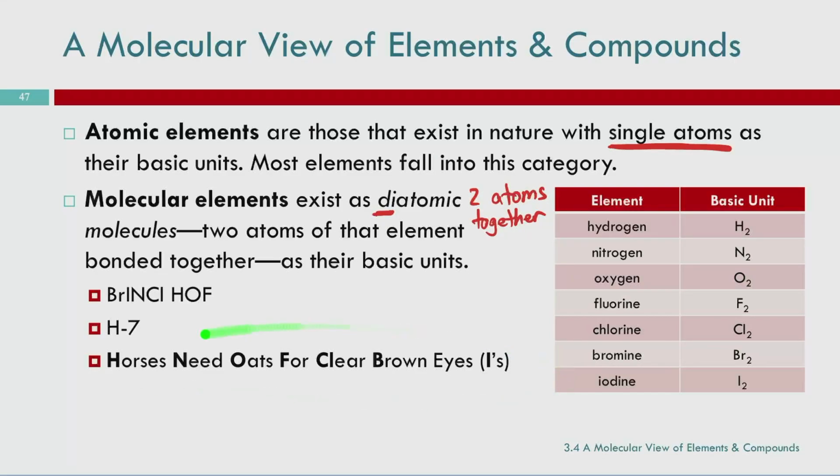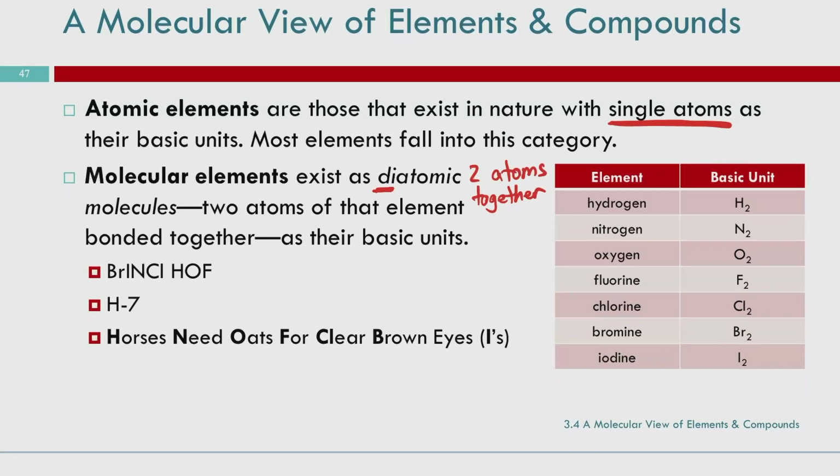We also have this sentence, horses need oats for clear brown eyes, where eyes is actually the letter I, not the word I. And I'm not much of a horse girly myself, so I'm not sure if this is true. I'm guessing that it's probably not. But we do know that horses like oats. I assume that they actually eat oats. So this is reasonably close to the truth. It's good enough for our purposes. This isn't a biology class.